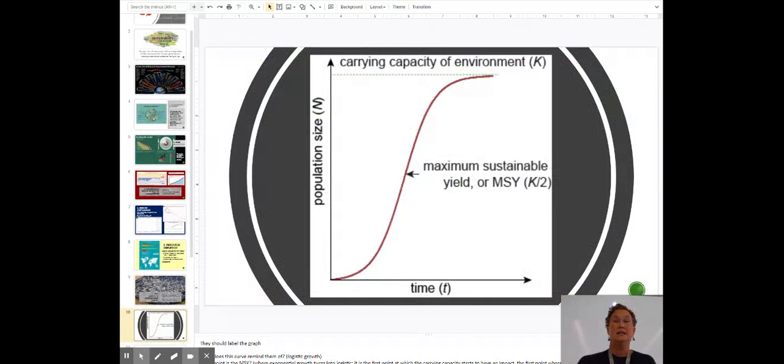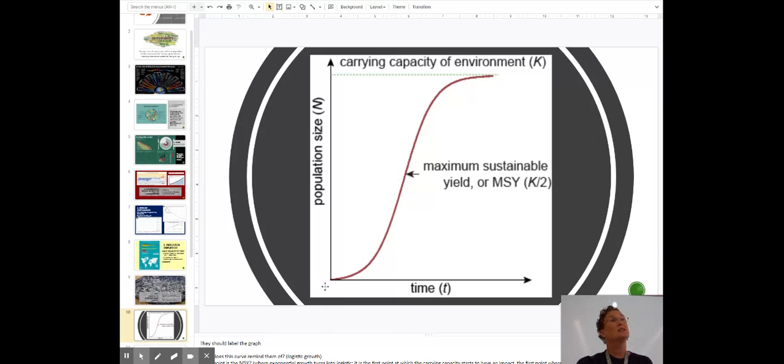So this is the graph that you should be filling in. You guys are going to label the graph on your paper here. Okay, so this is logistic growth. So the maximum carrying capacity of the environment is K. The letter K is for carrying capacity. And that's what is reached at the top of this curve, okay? The maximum sustainable yield is theoretically going to be right here, K divided by 2, okay?